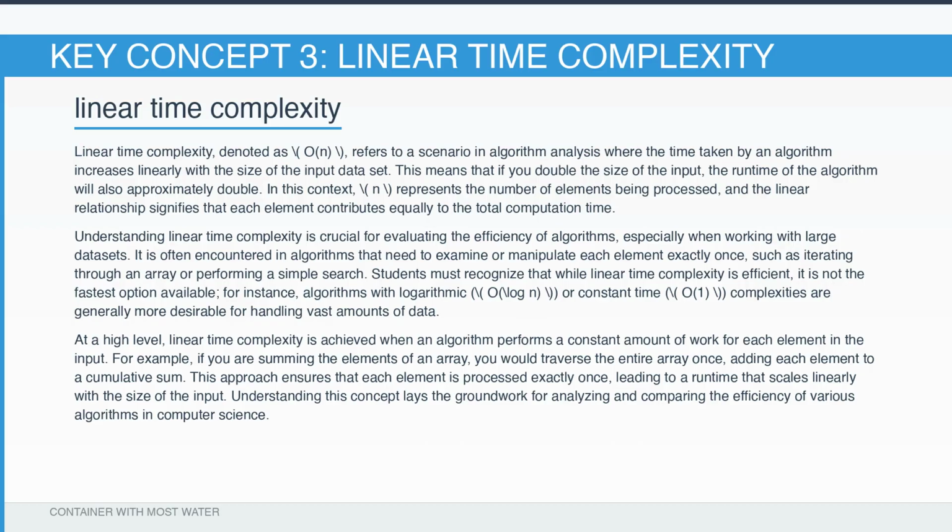While linear time is efficient, keep in mind that faster options exist, such as logarithmic or constant time complexities. In practical terms, when an algorithm processes each element with a set amount of work, like summing an array, it traverses that array just once. This leads to a runtime that grows in a linear fashion. Grasping this concept is essential for analyzing and comparing algorithm efficiency in computer science.